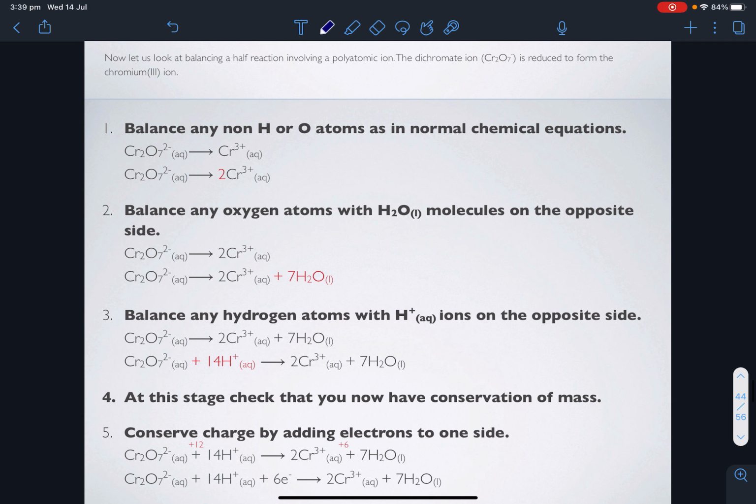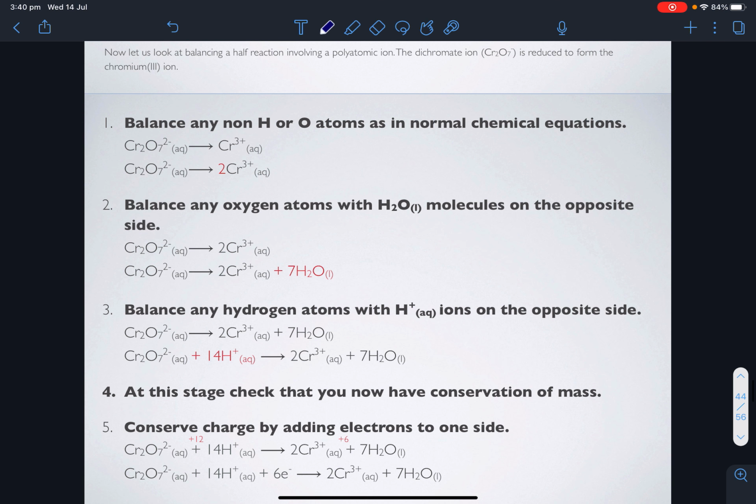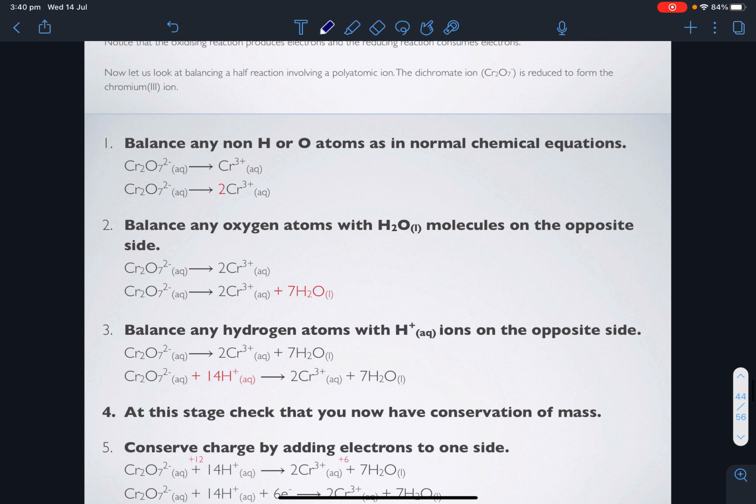Let's look at balancing a half equation involving a polyatomic ion. The dichromate ion, I've got the charge wrong on there, haven't I? That should be a 2 minus in there. Is reduced to form the chromium ion.